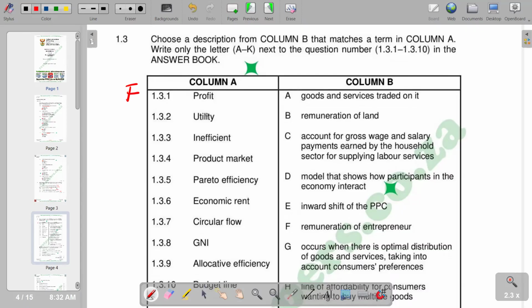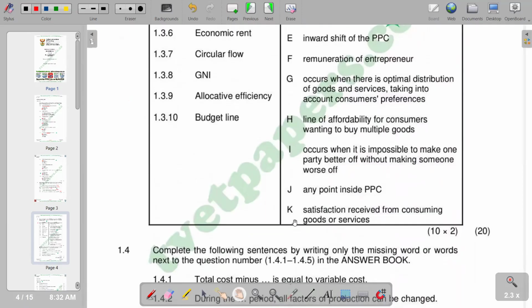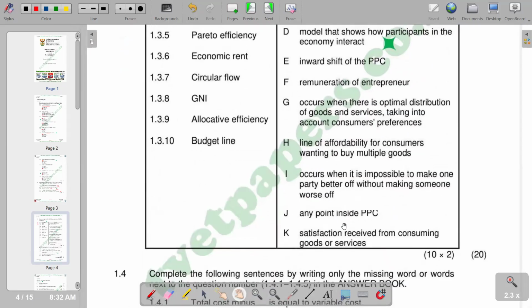Then if you go to utility, we have defined utility as the satisfaction gained from consuming a product. So in that context, we check out the most appropriate explanation. We've got K, satisfaction received from consuming goods or services. So K is the correct match for utility. Then moving on to the next one, number 3, inefficient. We check which one matches inefficient. It's saying any point inside the PPC is the correct response, which is J.